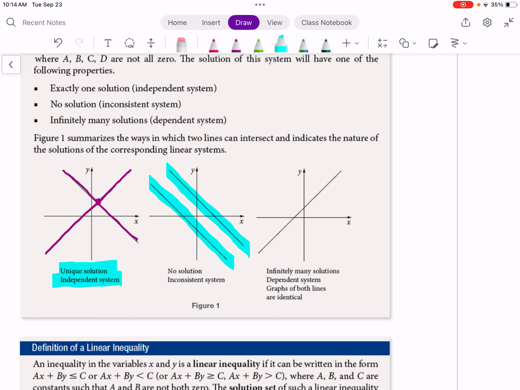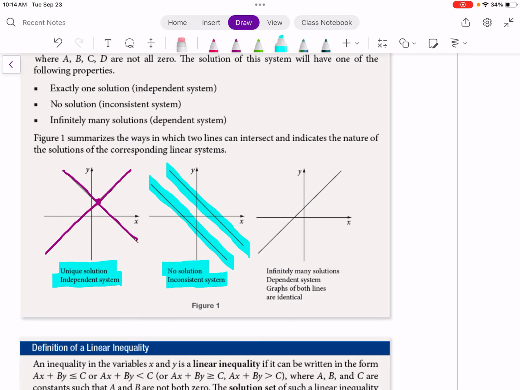Okay, now the next type: if our two lines do not intersect, it means they do not have any solution. Finding the solution of a system of linear equations means we are finding a point where two lines intersect each other. Now if two lines are parallel, they do not intersect, it means the system of linear equations has no solution, and we call that system an inconsistent system. Okay, so this is the second case.